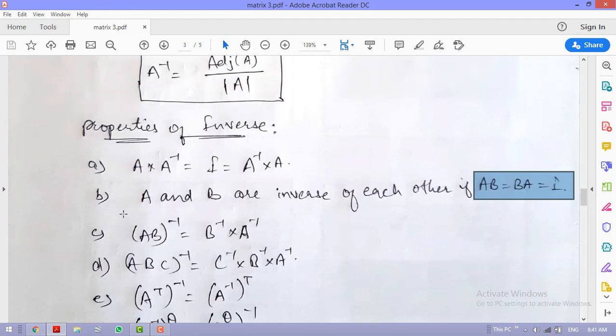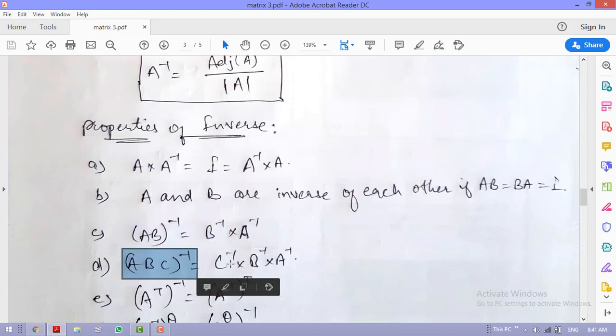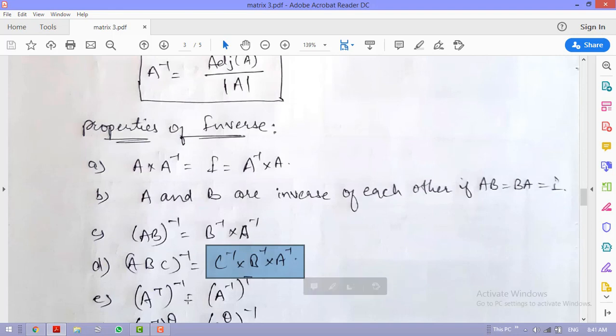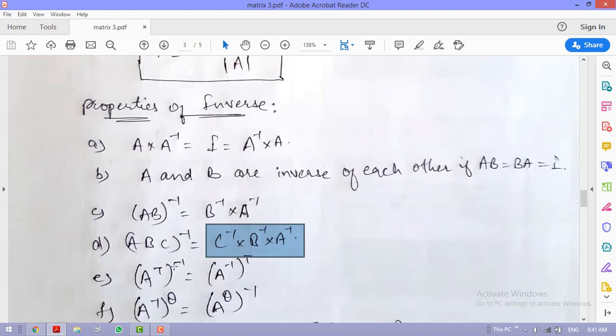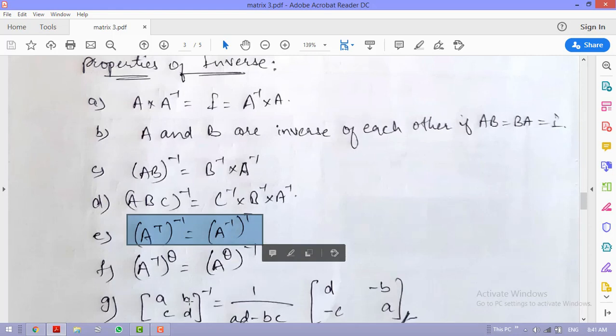Like we have seen in every other property in the previous videos, it's a very basic property that (A B) inverse will give you B inverse into A inverse. Then if you consider three matrices, it will be C inverse into B inverse into A inverse. Regarding inverse, we have another property: (A transpose) whole inverse is always equal to (A inverse) transpose, right?